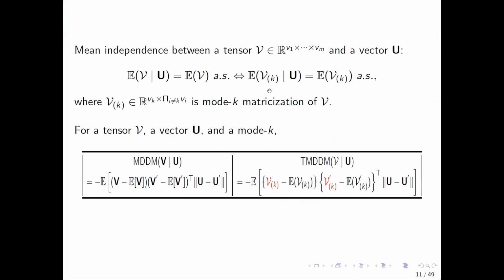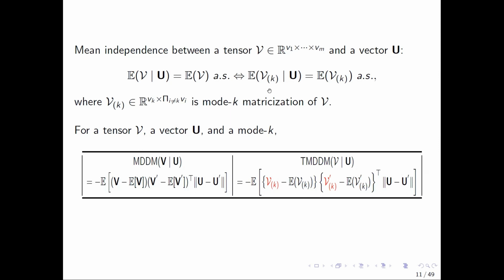So we will say that the tensor V is mean independent of U if it satisfies this condition. If the conditional mean of a tensor given a vector is equal to the marginal mean of a tensor, then it will be mean independent. And gladly, we have an equivalent expression, which is written over here. If I have a mean independence between a tensor and a vector, then I will also have a mean independence between mode K matricization of a tensor and a vector.